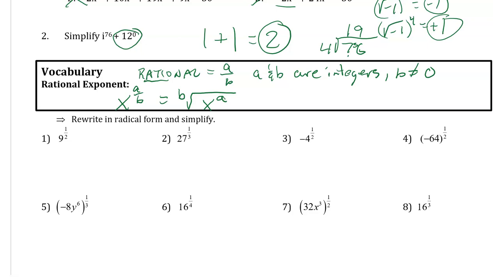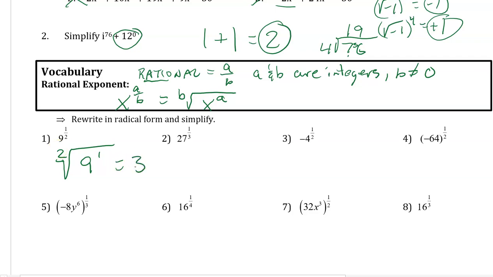So number 1, 9 to the 1/2 power is the same as the second root of 9 to the first power. Second root, square root. Normally we don't even write that number up there because we use it so commonly. So the square root of 9 is 3.